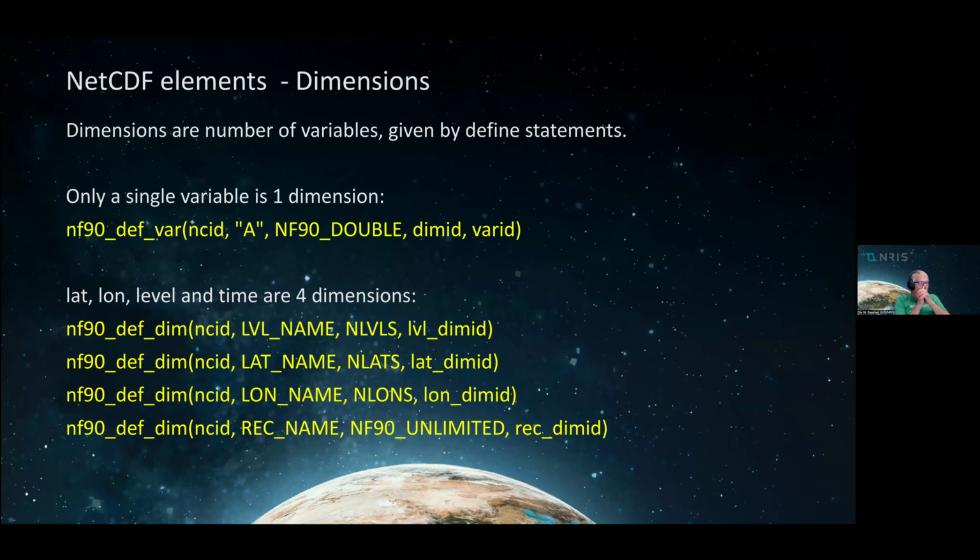So, dimensions. The dimension is the number of variables given by the define statement. So if we only work on a single variable, it's one dimension. It's nothing to do with the rank, like a matrix has a rank of two. This is, we open the file, we define the file, we call it just the dimension, we call it A.